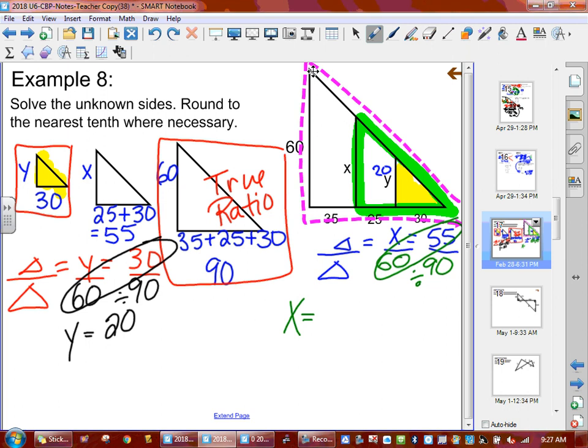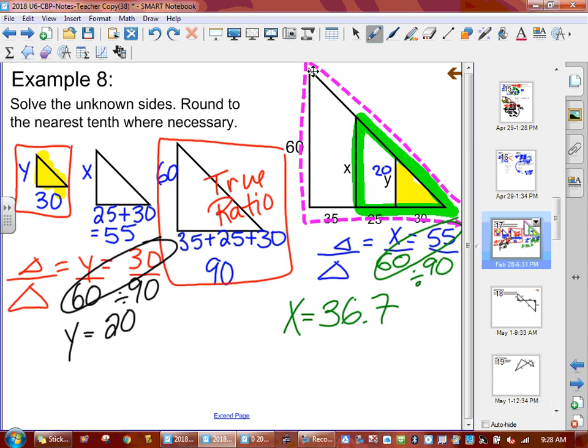Hands up if you got the answer. Who's got it? Yep. 36.6 repeating, so we're around 36.7. Okay? Yep.